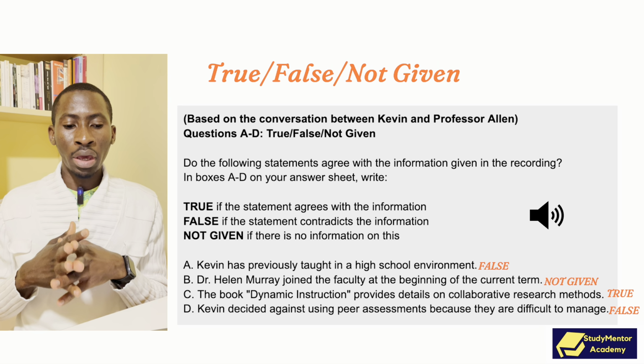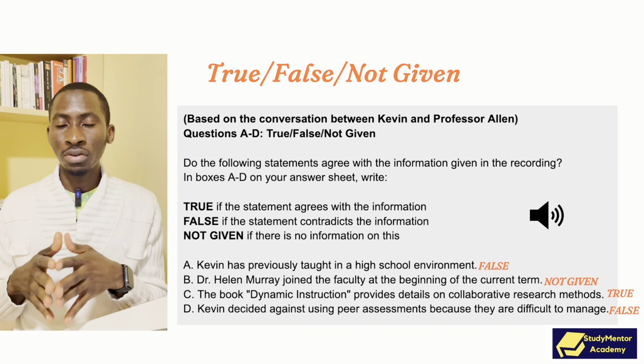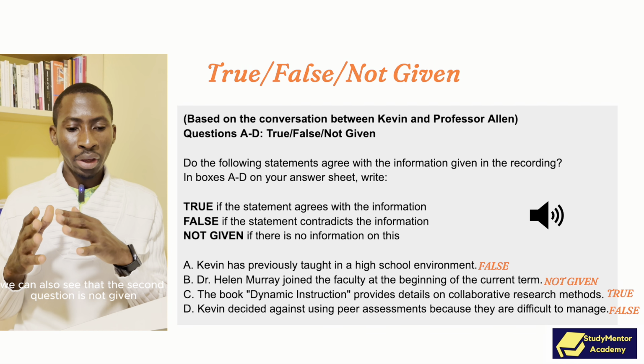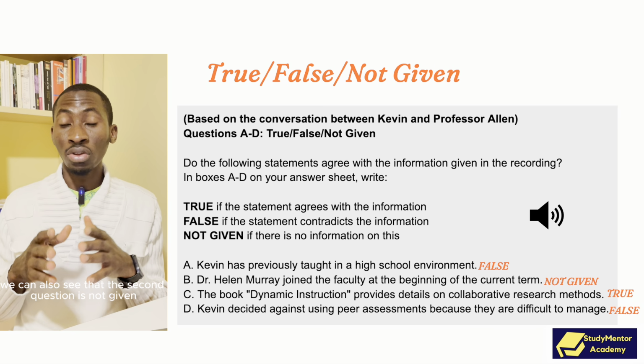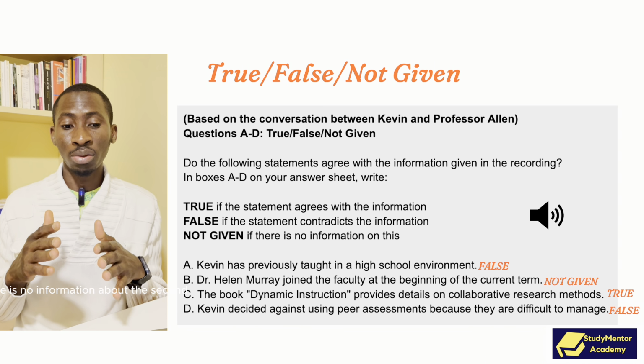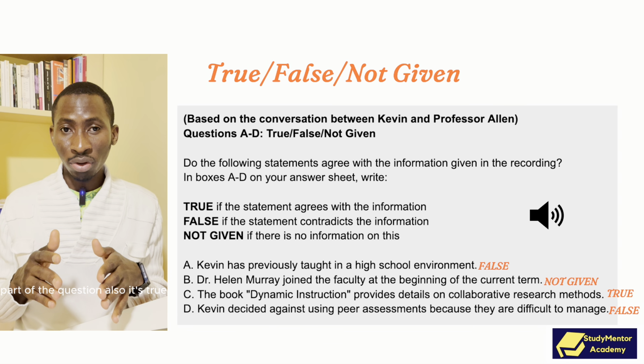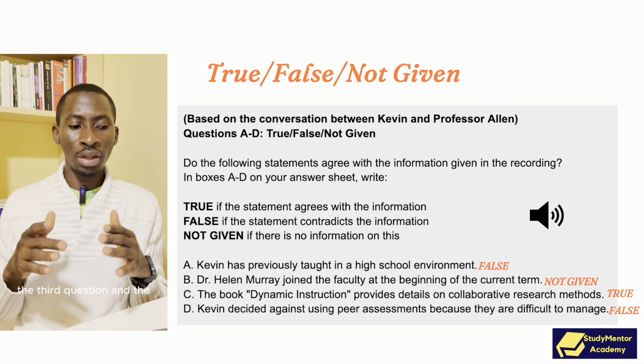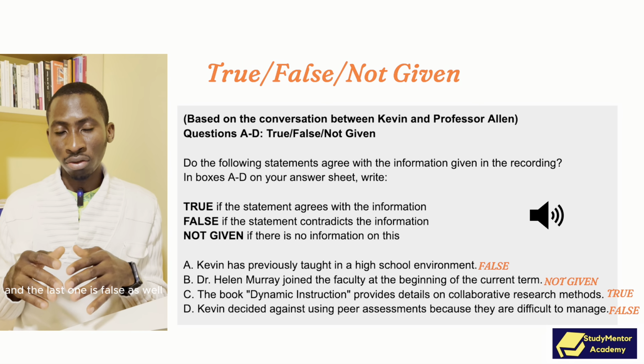Good. Now we have answered the questions. We can see that the first question is false. We can also see that the second question is not given. There is no information about the second part of the question. Also, the third question is true, and the last one is false as well.